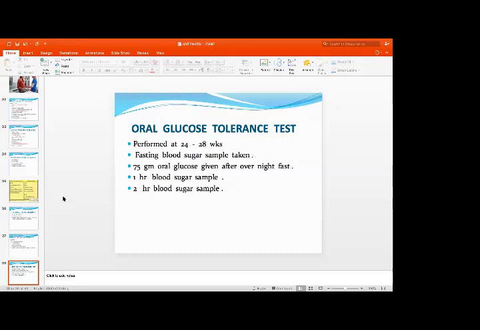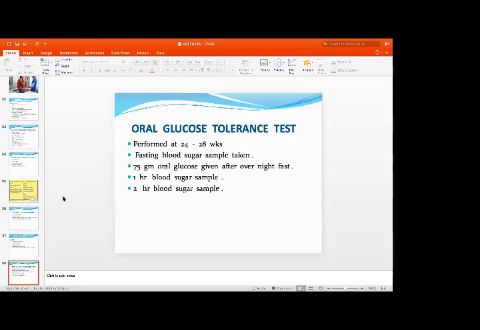What is the oral glucose tolerance test? This is a screening test for diabetes mellitus or gestational diabetes. It is performed at 24 to 28 weeks. A fasting blood sample is taken after an overnight fast of 8 hours.